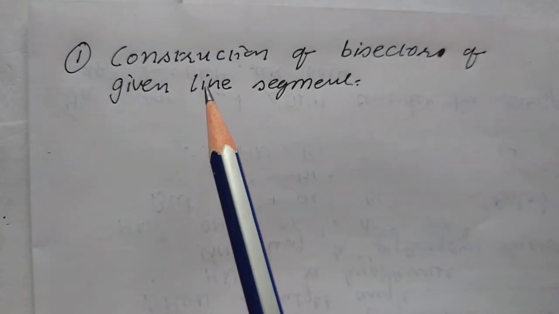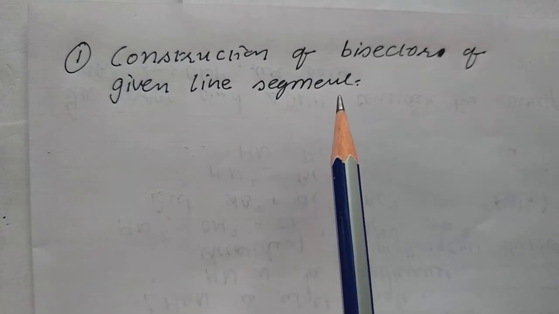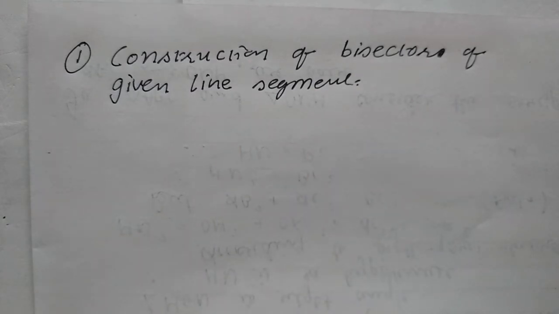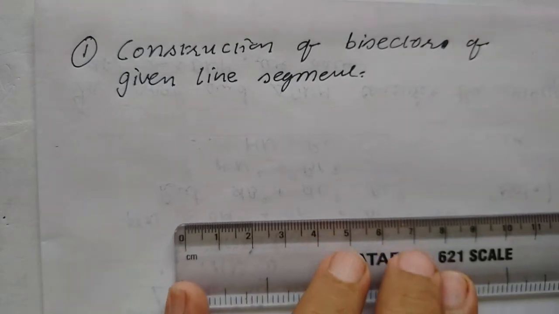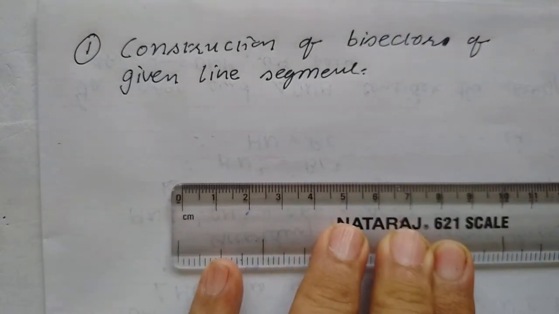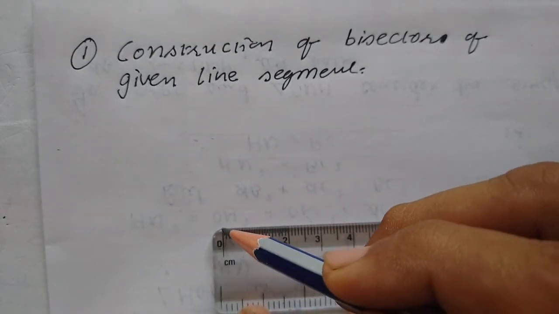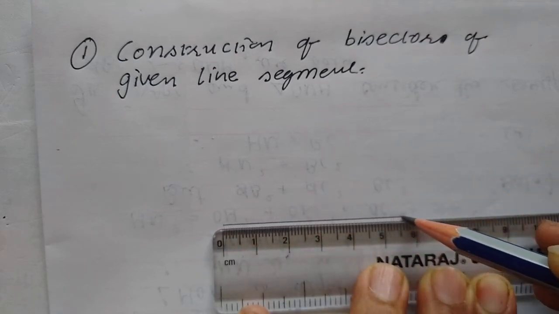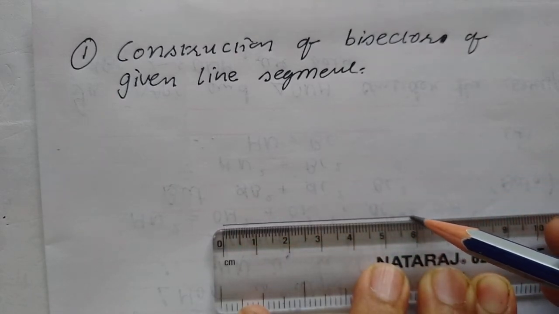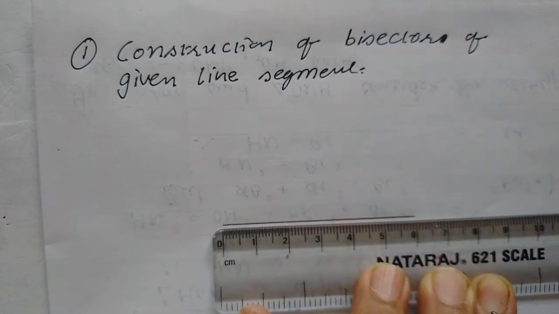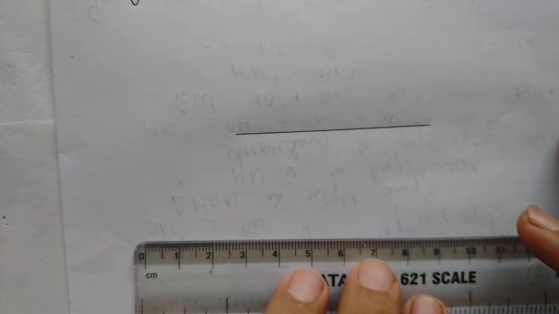So children, our question is construction of the bisector of a given line segment. So let us consider the given line segment has a length of 6 centimeter. So we draw here one line segment of 6 centimeter. Now children, here I have drawn one line segment of 6 centimeter. We want to construct a bisector of this line segment AB. Now children, how to do that you know very well, but still we revise it.